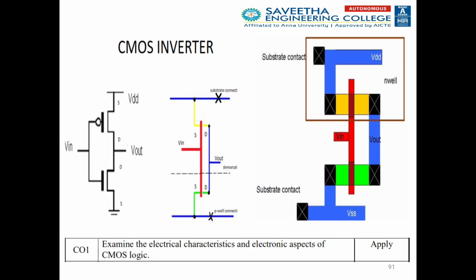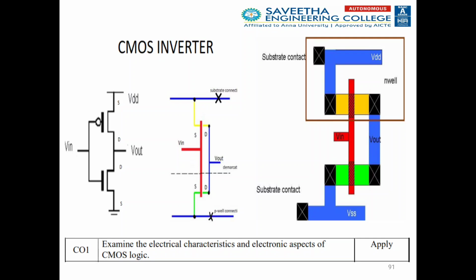Similarly, we will discuss the CMOS inverter. Here both the gates should be short circuited, and the short-circuited input should be connected to Vin. As per this figure, green and red should be denoted for N-type material, the NMOS transistor, and red and yellow should be denoted for P-type material.